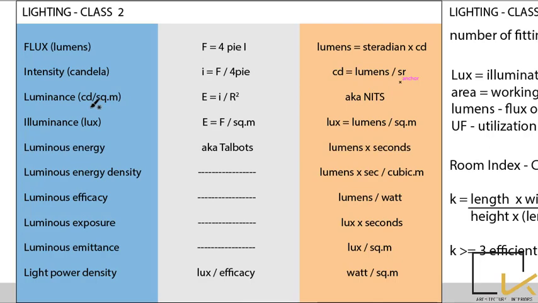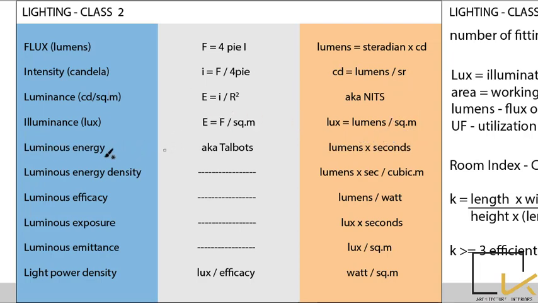Luminance is nothing but candela per meter square. This meter square is dependent on the distance. It is the light beam that is emitted and reflected from the surface, right? So it is also known as nits. Lux is equal to lumens per meter square. Both are denoted by E, so don't get confused. For luminance, this square meter is distance into distance, so it depends on distance, and for lux, the denominator depends upon the area of the illuminated surface.